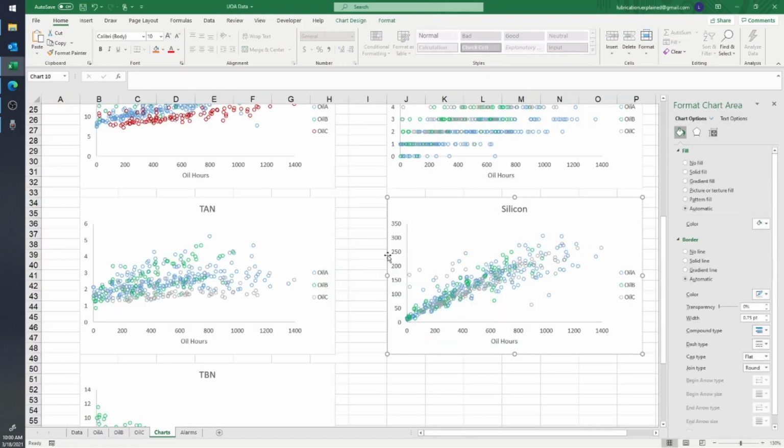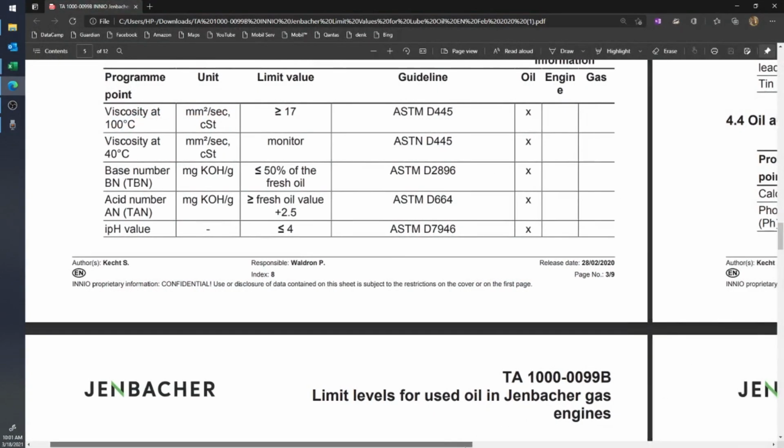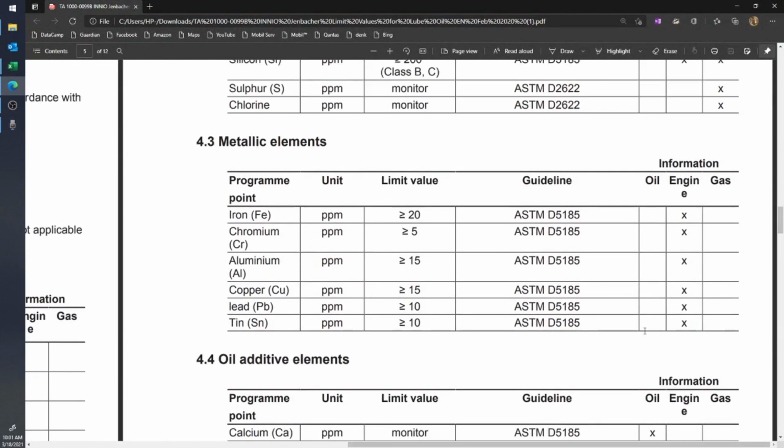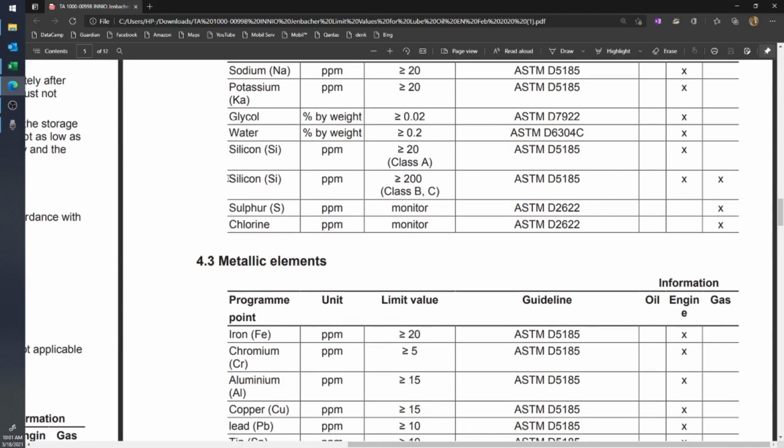All right, so the limit for silicon, as dictated by Jenbacher, is that you must condemn the oil when the silicon value gets to 200. Now, why are there two different silicon limits? Class A fuel gas is natural gas. So if you're operating on natural gas, you're using a natural gas engine oil, which means you can only go up to 20 parts per million. But if you are operating on Class B, which is biogas, or Class C, which is landfill gas, you are permitted to go up to about 200 parts per million. That's because the landfill gas engine oils are formulated to cope with siloxanes.